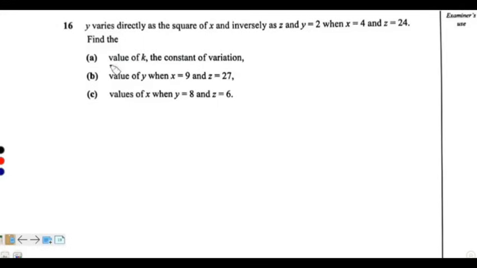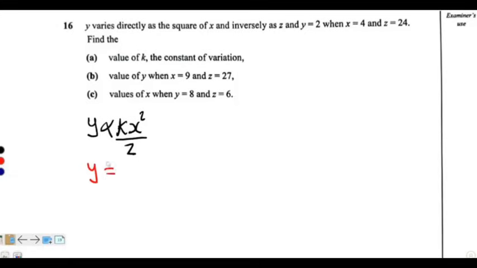Come to question 16. Y varies directly as the square of x and inversely as z, and y is equal to 2 when x is equal to 4 and z is equal to 24. So first thing, come up with the variation. They have said y varies directly, so I will write y varies directly. So we need to put a constant here first. Y varies directly as the square of x, so x squared like this. And inversely, we put over z. So this is our variation, it will look like this. Okay, so we write it now nicely.